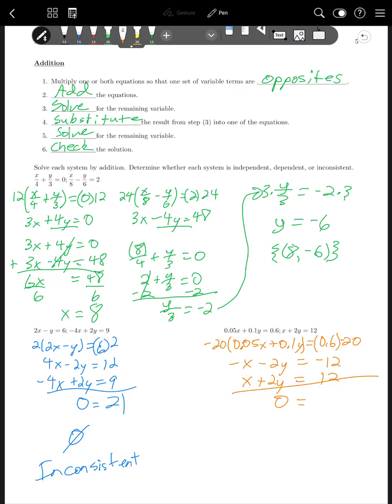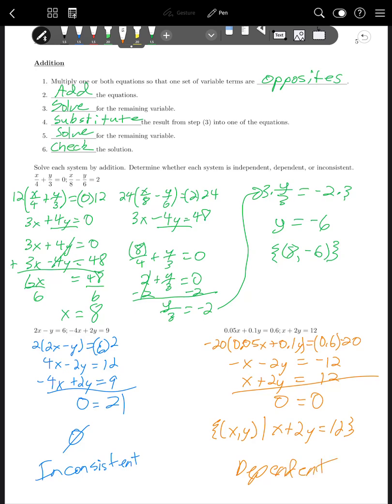And when we do that, we get 0 equals 0. 0 always equals 0. That's an identity. So that means that the solution set here is all the numbers on that line. So I'm going to use x plus 2y equals 12.